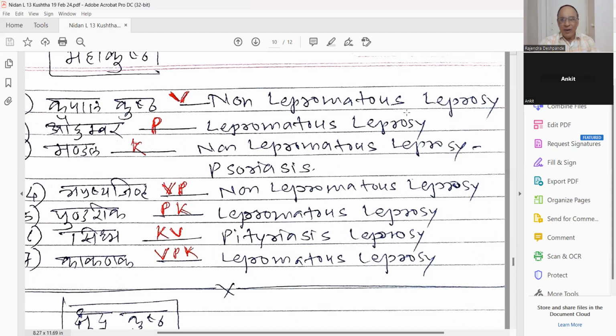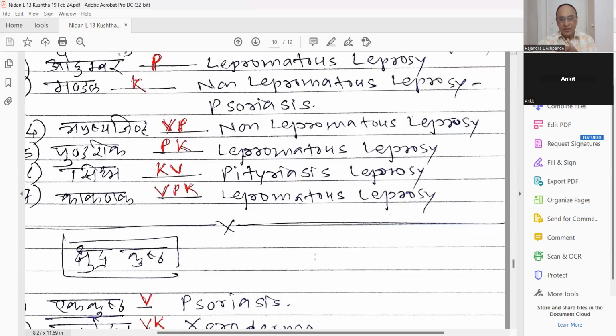This is non-lepromatous leprosy. This is lepromatous leprosy. Again, non-lepromatous leprosy, and sometimes it can also be compared with psoriasis. This is again non-lepromatous. This is lepromatous. Then this is pityriasis, leprosy, and this is lepromatous. But most can be compared with the different types of leprosy.